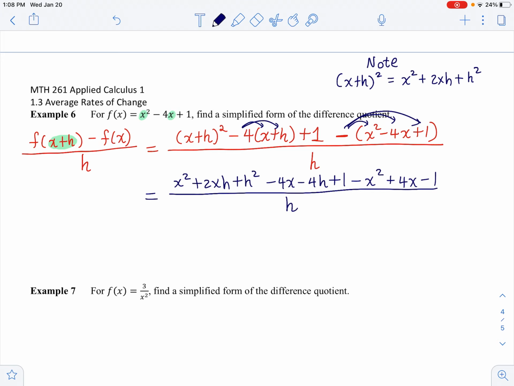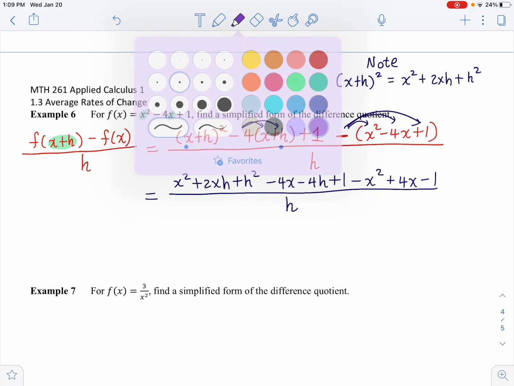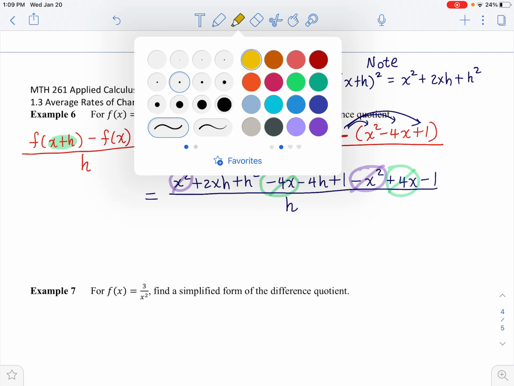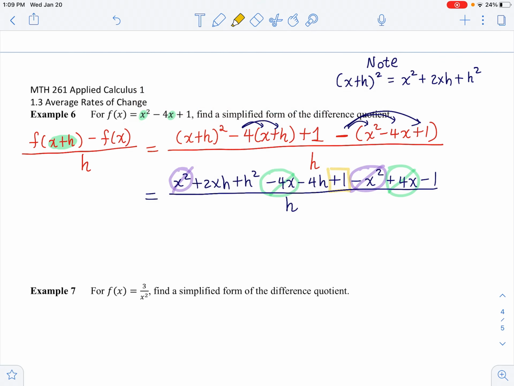Oh dear. If you and I did something right, then a lot of things will cancel out. For example, positive x squared and negative x squared. Those are gone. What else? Here is negative 4x, and there is a positive 4x, so those are also gone. Anything else? Oh, yes, I noticed one more thing. There's a plus 1, and there's a negative 1. Those are gone. So a whole bunch of things canceled out.